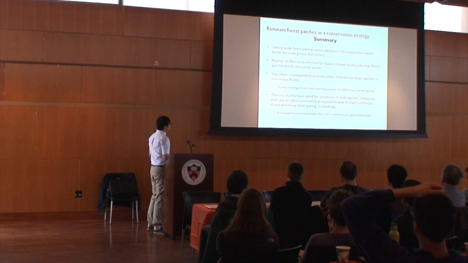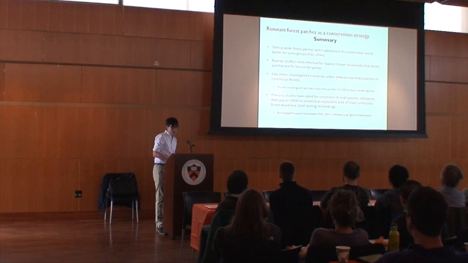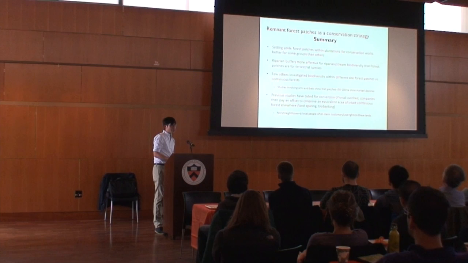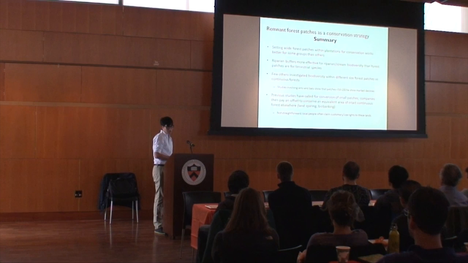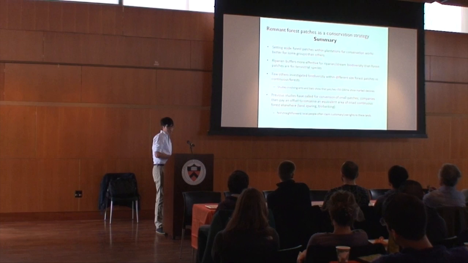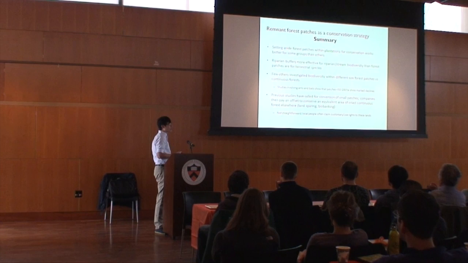So setting aside forest patches within plantations for conservation works better for some groups than others. It seems to be more effective for riparian and stream biodiversity, at least from the four studies that I got. Few studies have investigated biodiversity within different size forest patches versus continuous forests. Studies involving ants and bats show that patches below about 50 to 100 hectares support very little biodiversity. So what does that mean for policy?